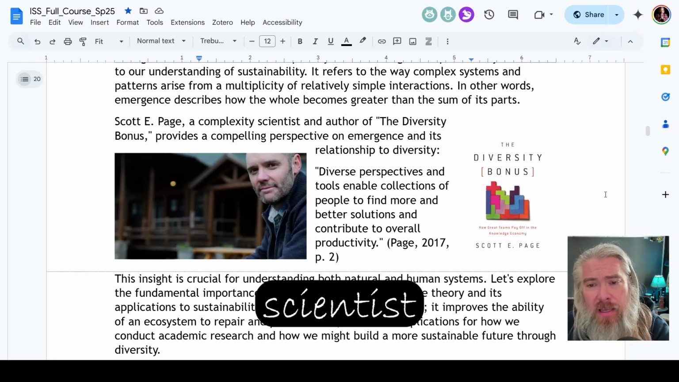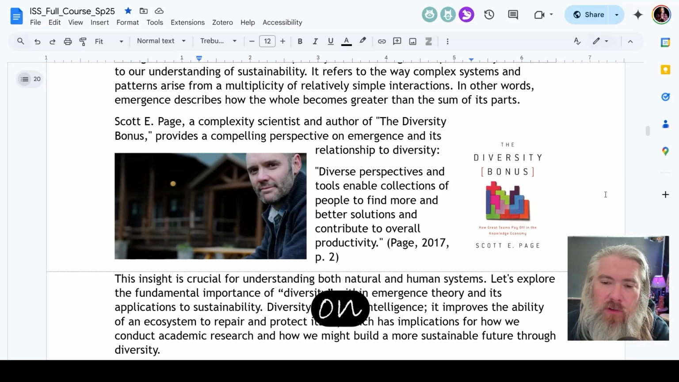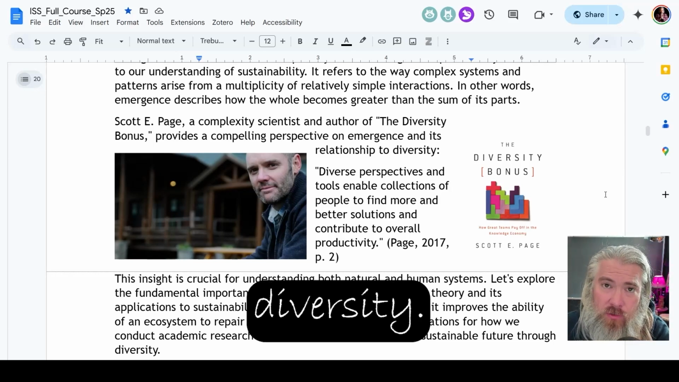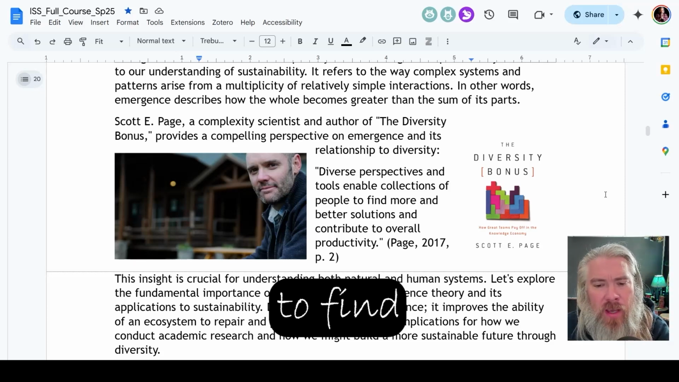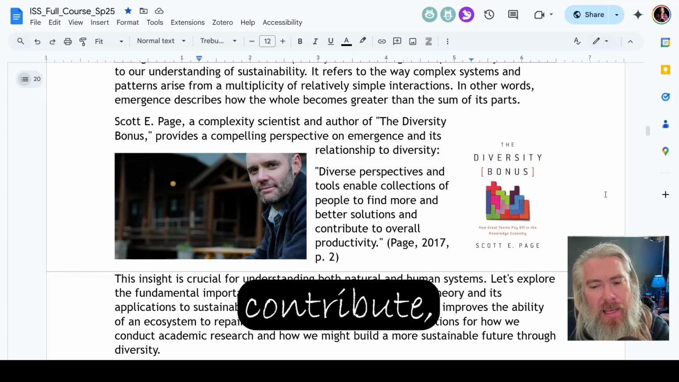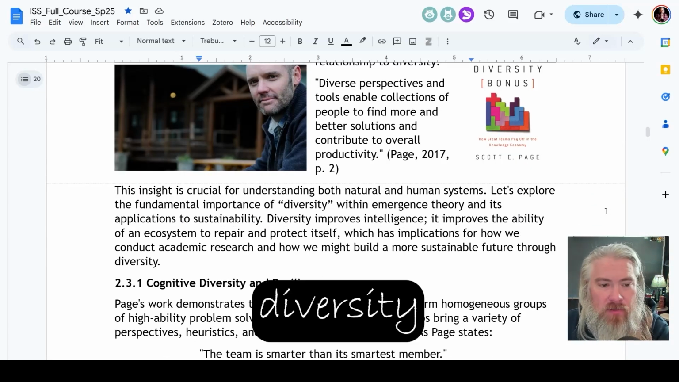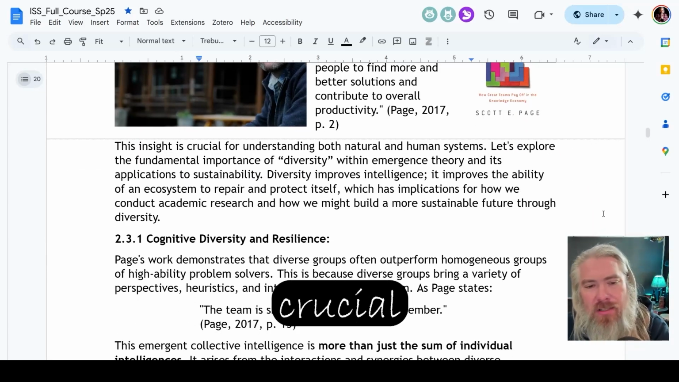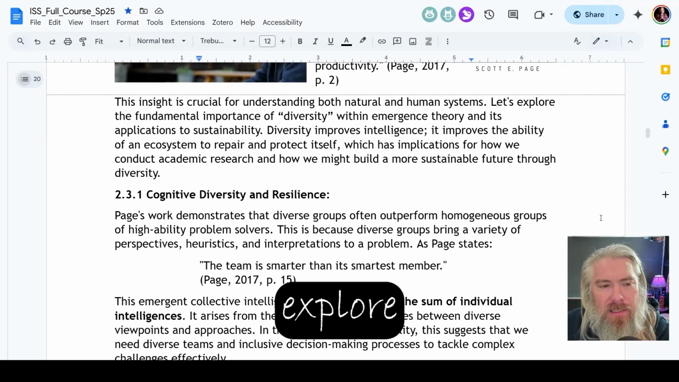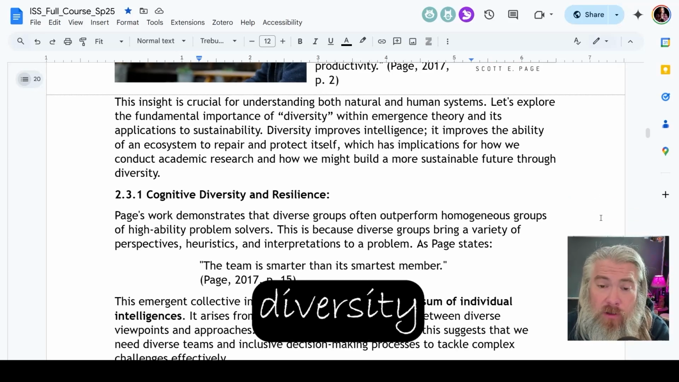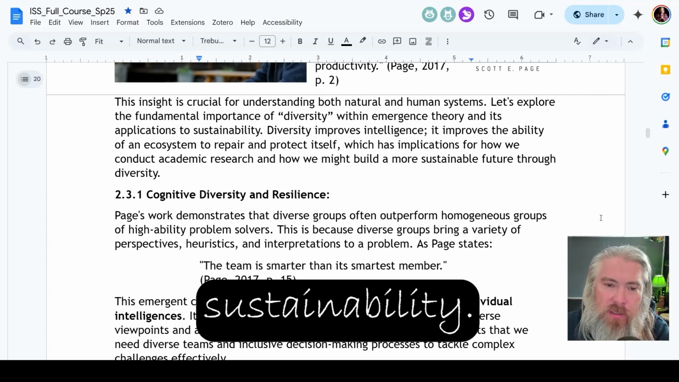Scott E. Page, a complexity scientist and author of The Diversity Bonus, provides a compelling perspective on emergence and its relationship to diversity. Diverse perspectives and tools enable collections of people to find more and better solutions and contribute to overall productivity, hence the diversity bonus. This insight is crucial for understanding both natural and human systems. Let's explore the fundamental importance of diversity within emergence theory and its applications to sustainability.